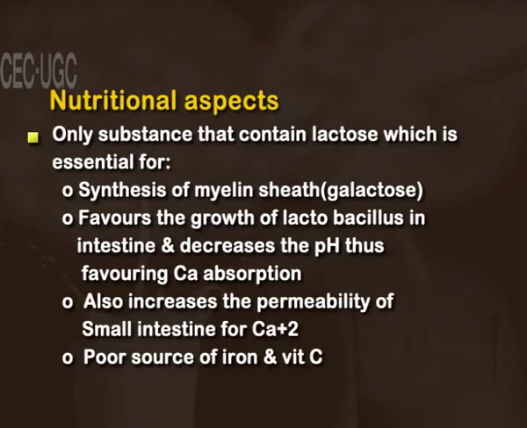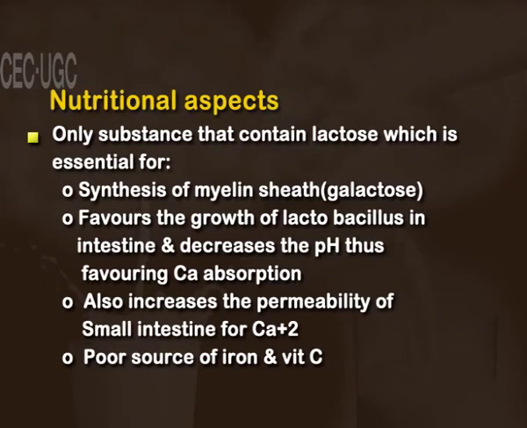Now, it is the only substance that contains lactose, which is essential for the synthesis of myelin sheath because of the presence of galactose in its composition. This lactose also favors the growth of lactobacillus in the intestine, and it decreases the pH, thus favoring much better absorption of calcium from the intestines. It also increases the permeability of the small intestine for calcium ions.